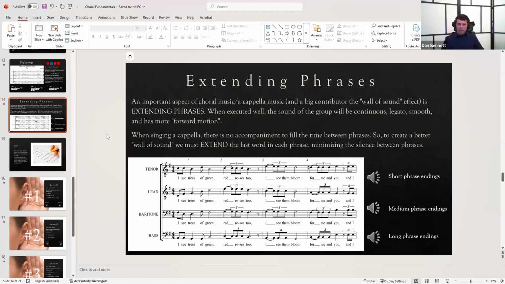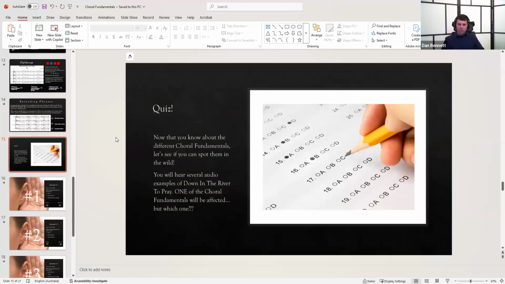Okay. It is quiz time. Woo! I love doing this bit. So, now you know about the different choral fundamentals. Let's see if you can spot them in the wild. You will hear several audio examples of Down in the River to Pray. One of the choral fundamentals will be affected, but which one?